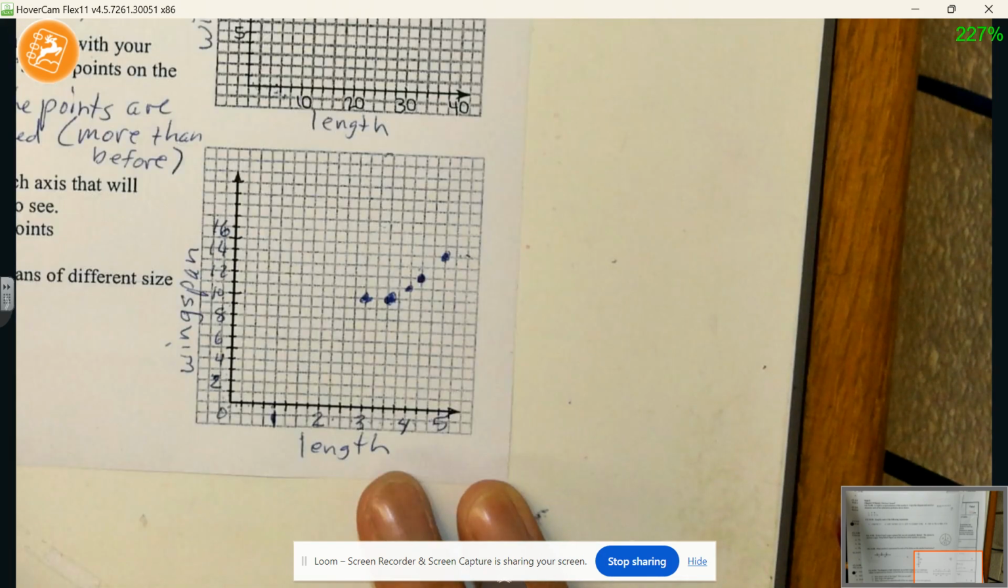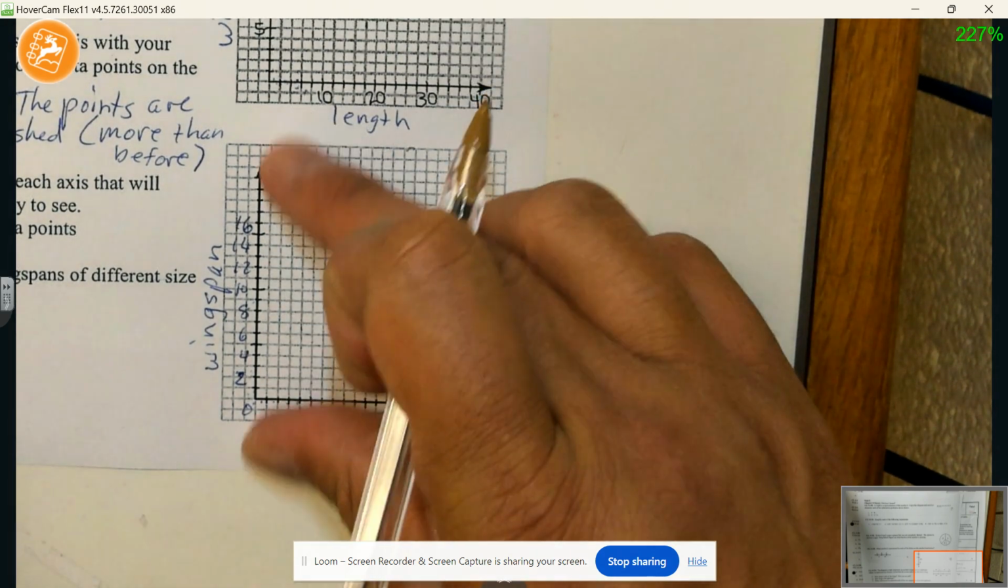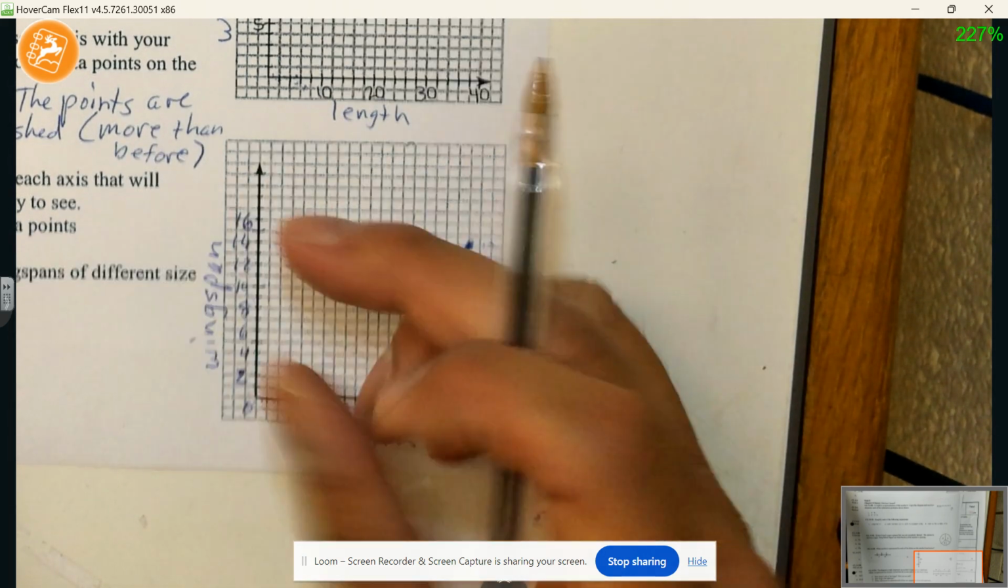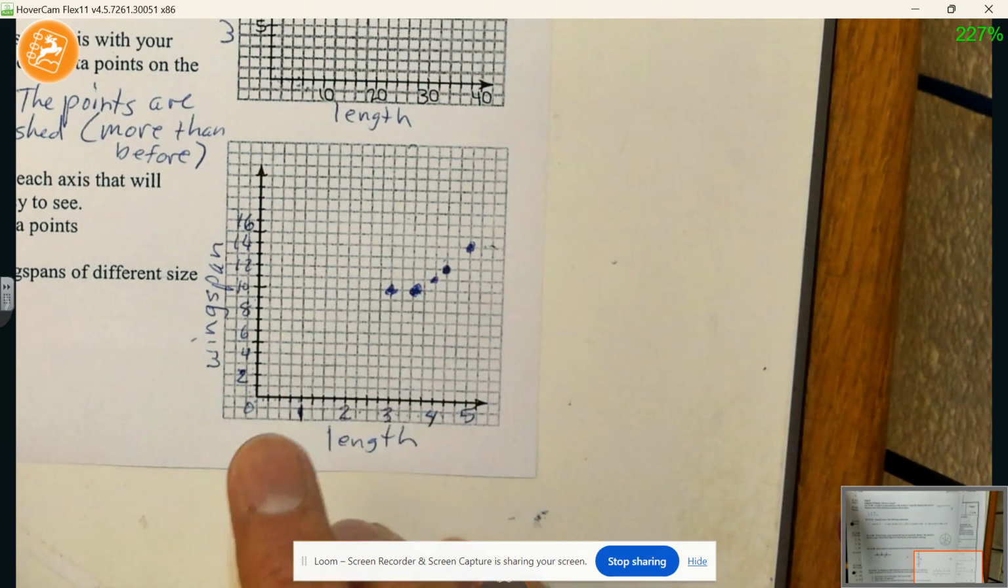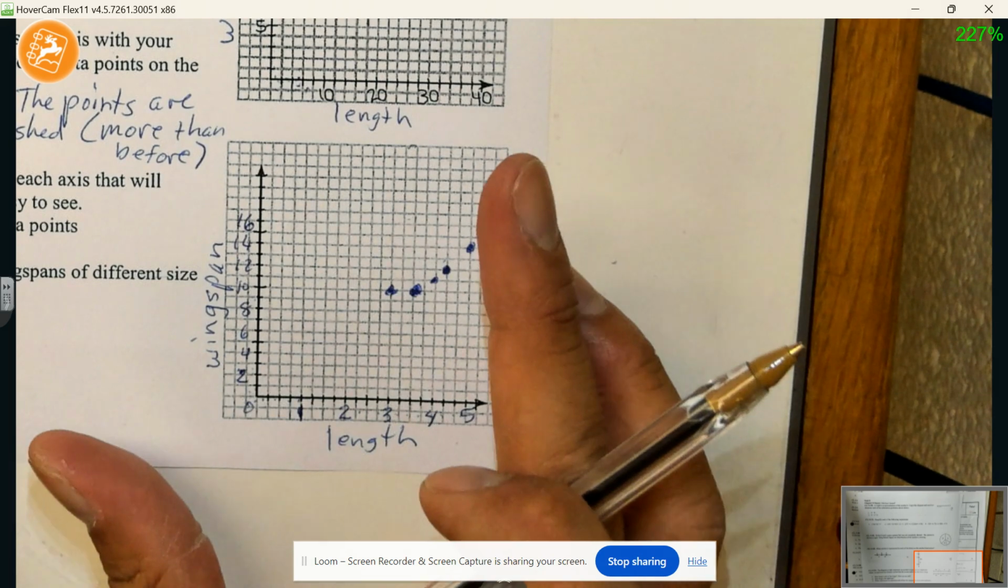So if we look at our data, we can definitely tell that it's more spread out. We might have even been able to use a smaller number than 1, maybe count by halves or count by thirds or something to spread it out even more. The smaller the interval, the more spread out your data is.